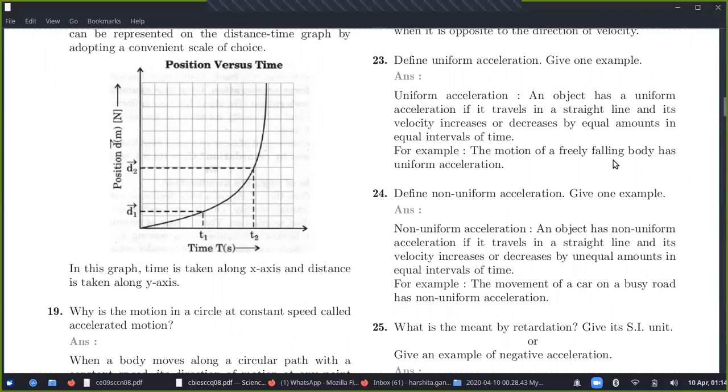There's an example also. The motion of a freely falling body has a uniform acceleration. If you drop an object from a roof and it is moving under the force of gravity only, it is said to have a uniform acceleration. Okay.